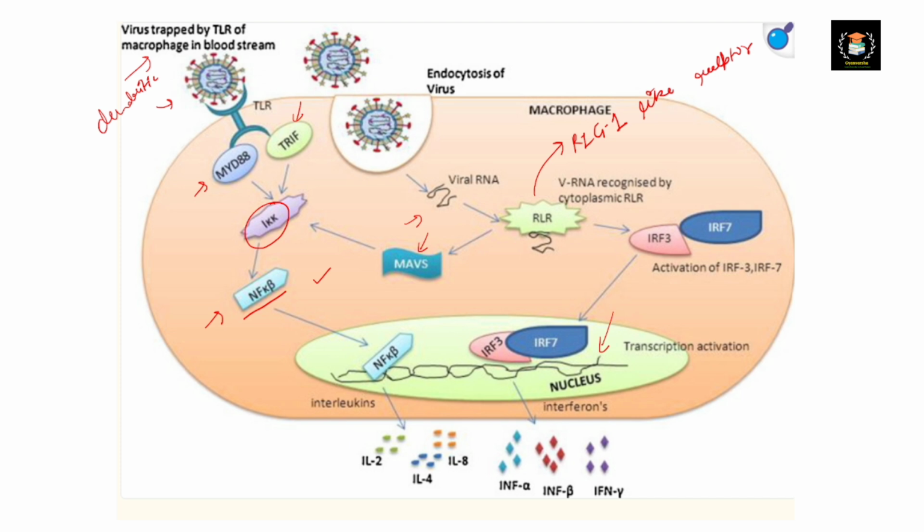On the other hand, RLR can activate IRF3 and 7. IRF3 and 7 act as transcription factors, go to the nucleus, and then release interleukin and interferon. So this is the pathogenesis of hMPV. I hope you understood this pathogenesis very easily. Next we'll move forward.